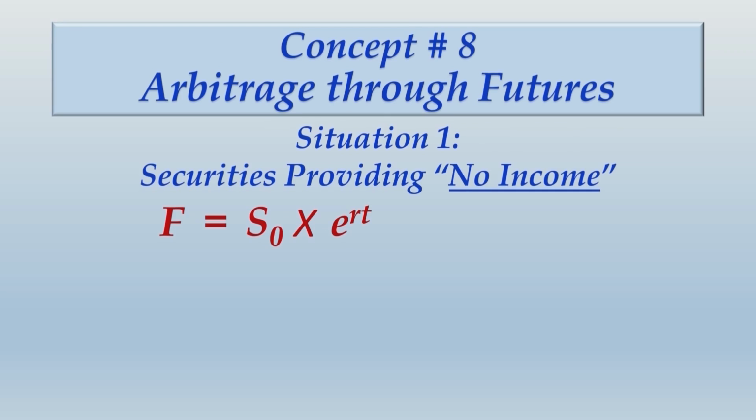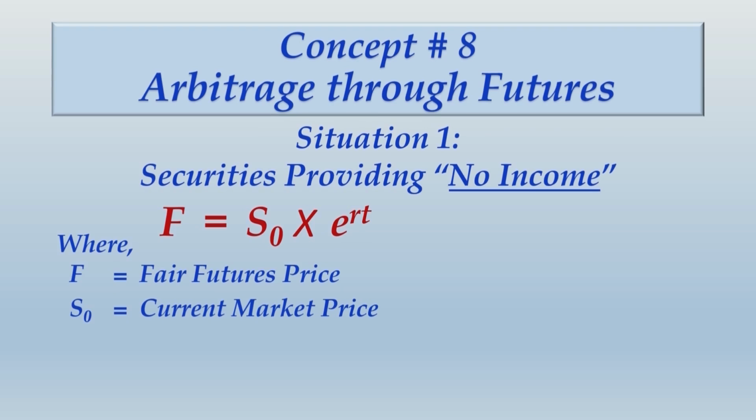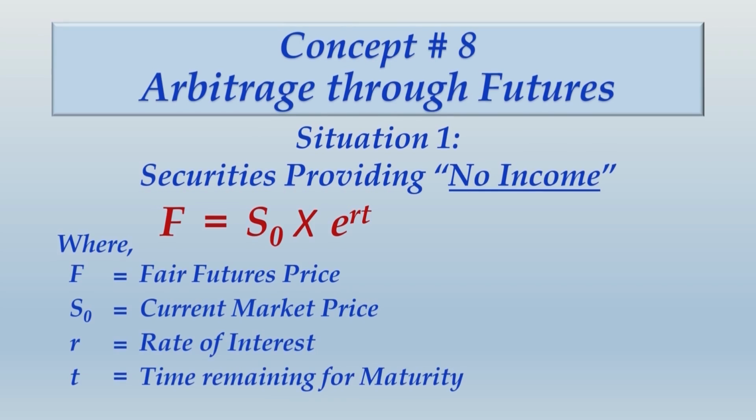We have just learned the concept of future value using continuous compounding. S0 indicates the spot price, that is the present value, multiplied by e raised to RT. E raised to RT is the future value factor or the interest factor. When this factor is applied on the present value, what you get is the fair futures price. So we can write the definition of these variables. F stands for fair futures price, S0 is the current market price, R is the rate of interest, and T is the time remaining for maturity. And you should not forget that T is always to be expressed in number of years.